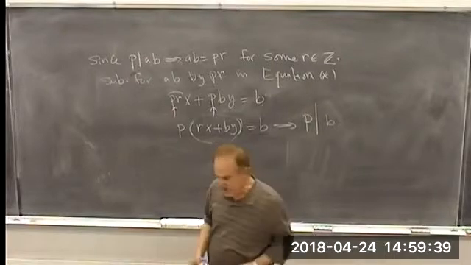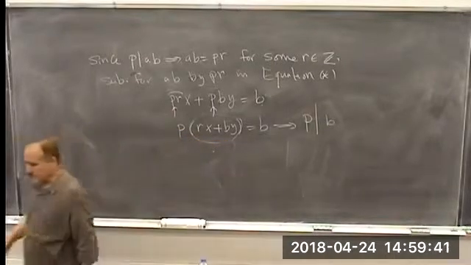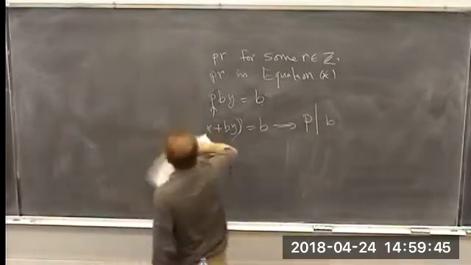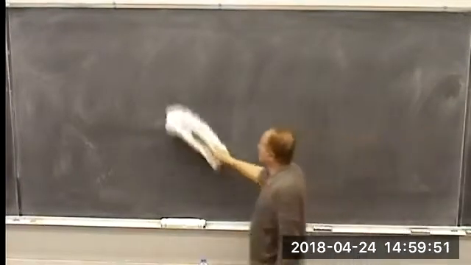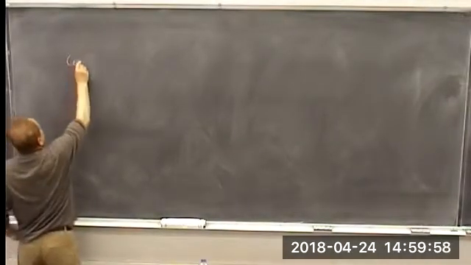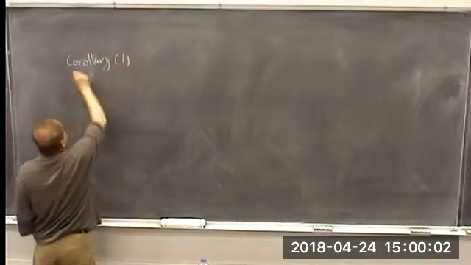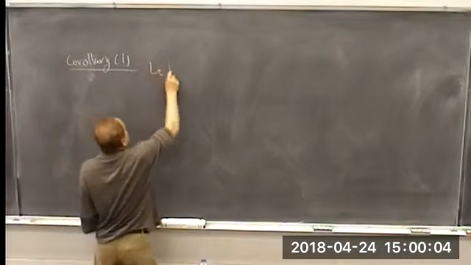All right, here's a corollary, which we're going to see is very useful, where instead of a prime dividing a product of 2 numbers, it may divide a product of n numbers. Okay, so this is Corollary 1. Again, let P be a prime.